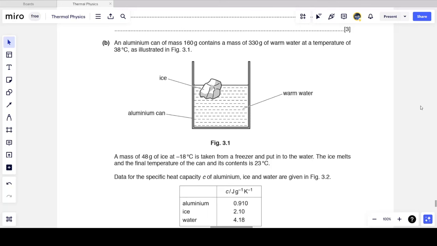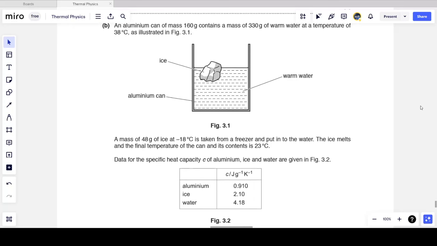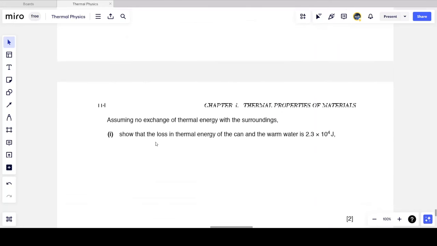Next, we are told that an aluminium can has a mass of 160 grams and contains a mass of 330 grams of warm water at a temperature of 38 degrees Celsius. A mass of 48 grams of ice at minus 18 degrees Celsius is taken from a freezer and put into the water. The ice melts and the final temperature of the can and its contents is 23 degrees Celsius. We are given the specific heat capacities for aluminium, ice, and water in joules per gram per Kelvin. Assuming no exchange of thermal energy with the surroundings, we are asked to show that the loss in thermal energy of the can and the warm water is 2.3 times 10 to the power 4 joules.